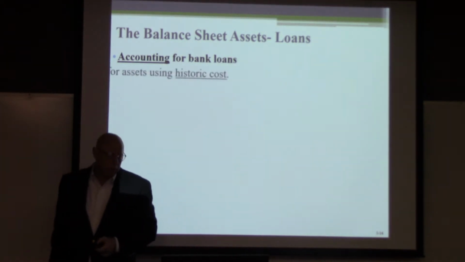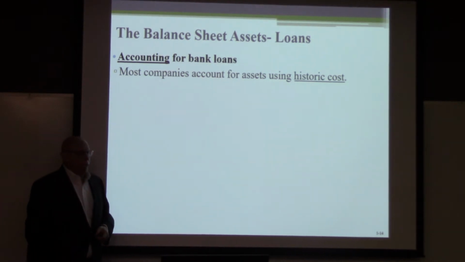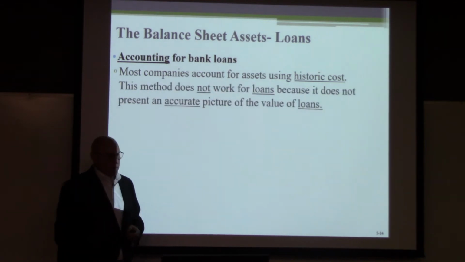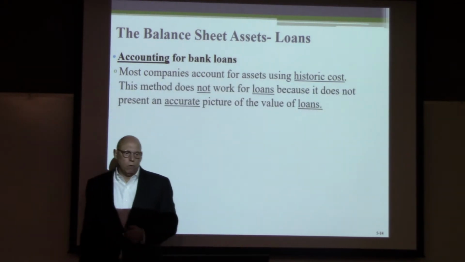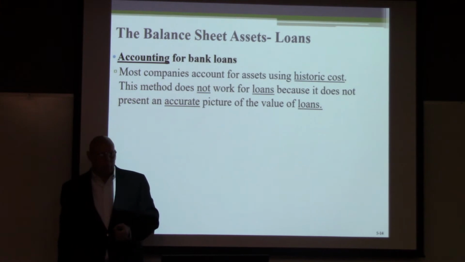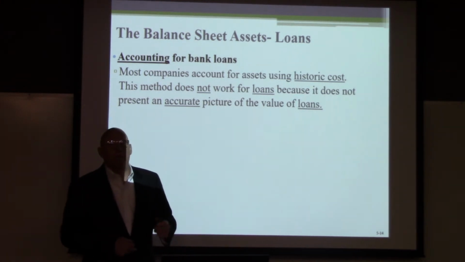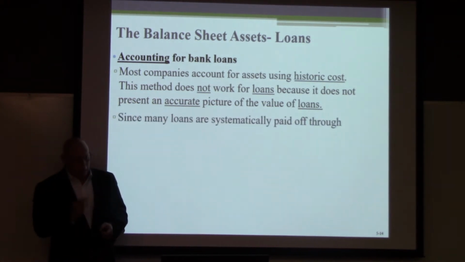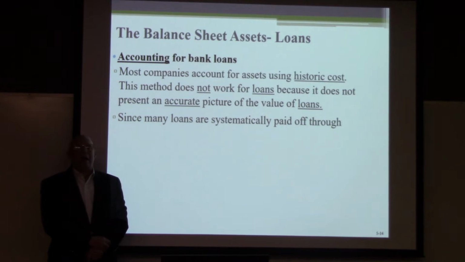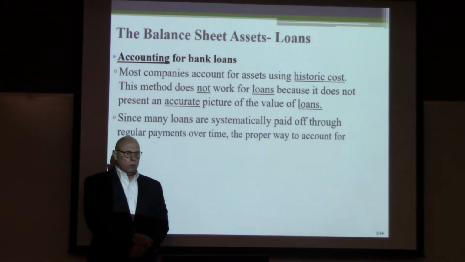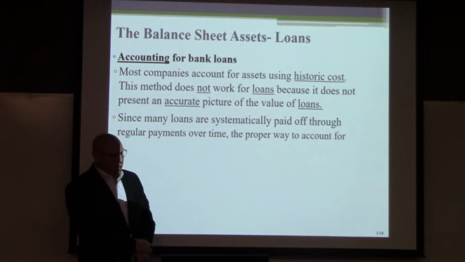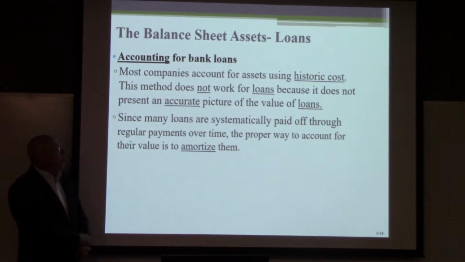We'll see. All right, so most companies account for assets using historic cost, okay? But this method does not work for loans because it does not present an accurate picture of the value of loans. So let's talk about what happens to loans. Loans are systematically paid off through regular payments over time, okay? So because of this, the proper way to account for their value is to amortize them.